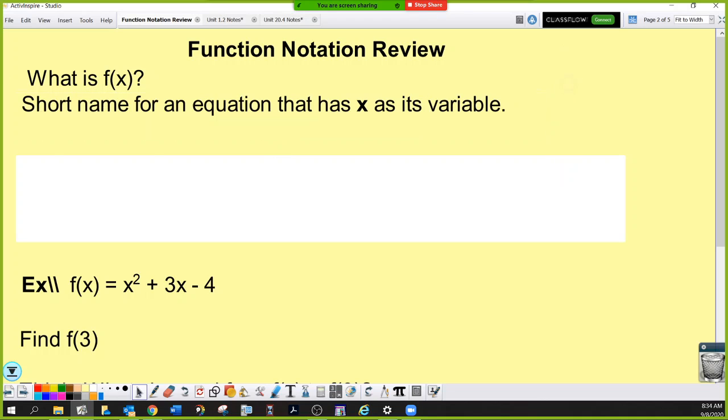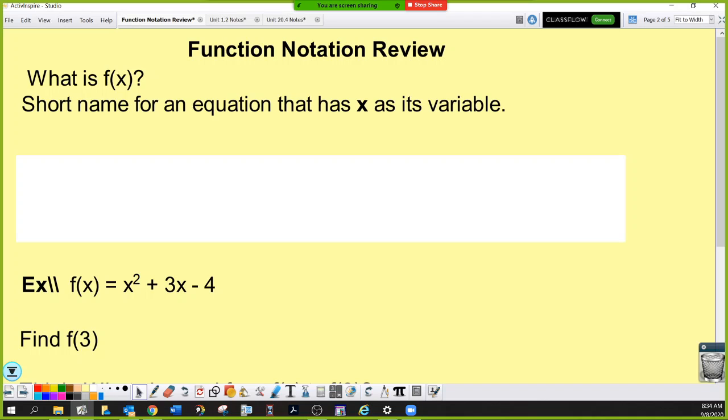So what is f of x? F of x is just a short name for an equation. This equation has x as its variable. So f is its name, and it's telling you that x is its variable, meaning we plug things in for x values. Like I could plug in x equals 3, or I could plug in x equals 0, or I could plug in x equals another equation. I could do that. So function notation names our equation, and it tells us that x is our variable.